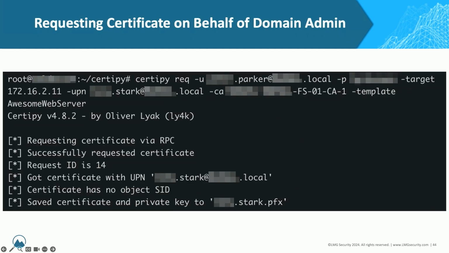So in this, this is actually us using our Certify tool, doing the request method where we use our low-level username and password, and then we target a different UPN. So at this point, we're saying, hey, we want to issue a certificate, but we want to use this other user as the target for the certificate, and we're using that awesome web server template because it was misconfigured to allow client authentication. So we go ahead and we trigger this against the Active Directory Certificate Services, and it will give us a blessed certificate for that domain administrator at this point.